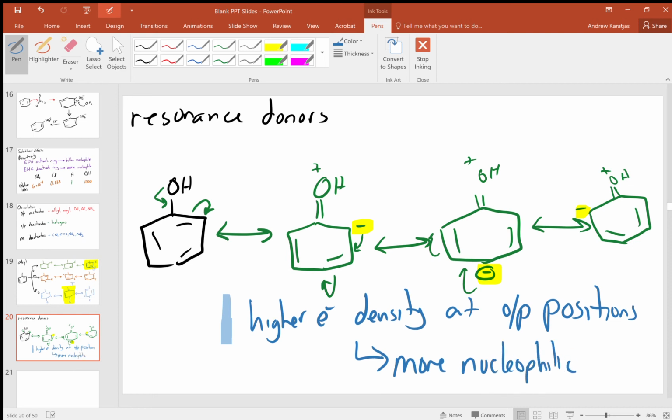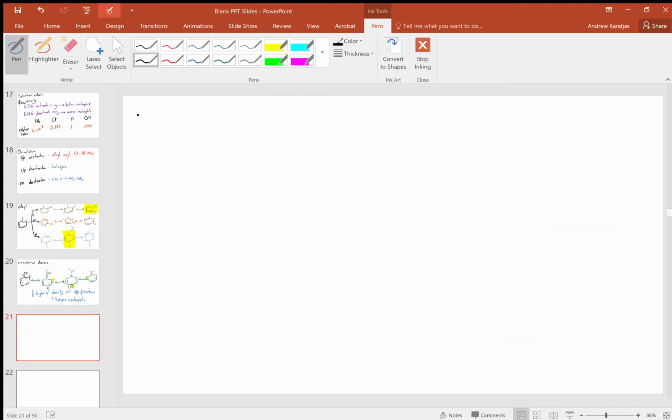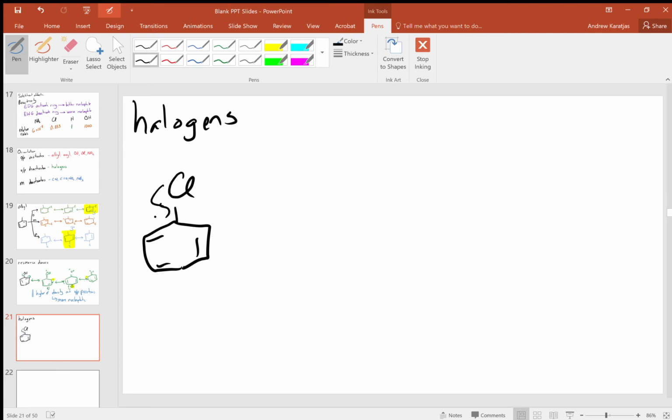Now, what's going on with the halogens? Well, the halogens, we've said all along through this course that they don't donate by resonance. Well, here's an exception. They're still not thrilled to be donating by resonance, but in the aromatic ring, they will behave a lot like the phenol that we just talked about did.